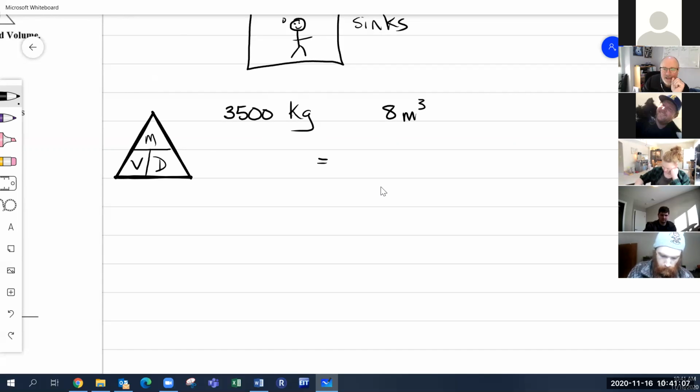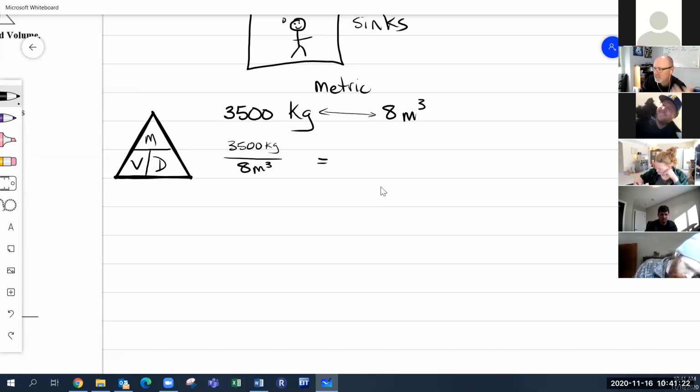So we take our mass, 3,500, divided by my volume, 8 cubic meters. Now, always, always, always, metric stays metric. If it's imperial, it's all imperial.